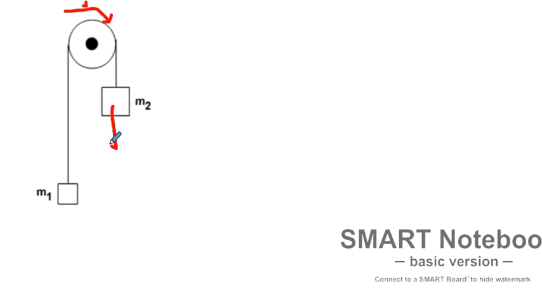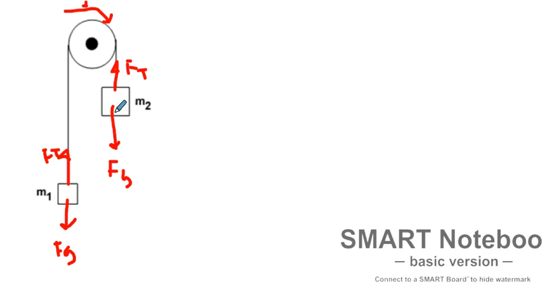So then straight down is force gravity, and upwards is force tension. And since the pulley does not have any mass at all, force tension on this side is going to be the same. But from the perspective of this box, we'll have force gravity this way, and upwards this way, force tension.